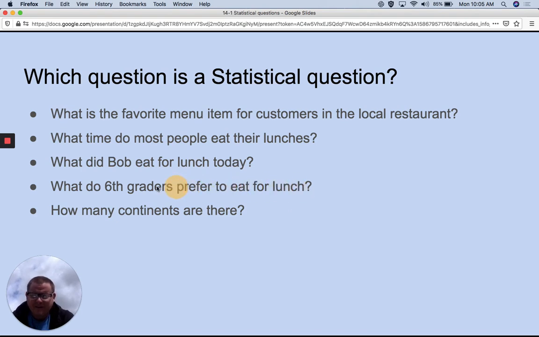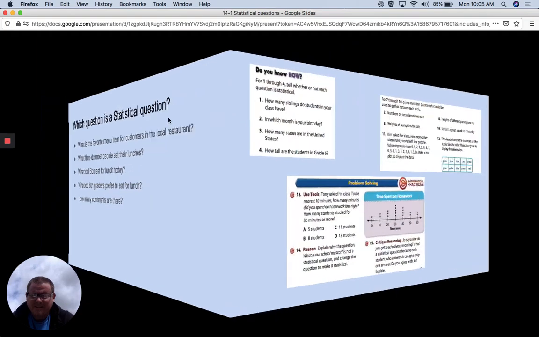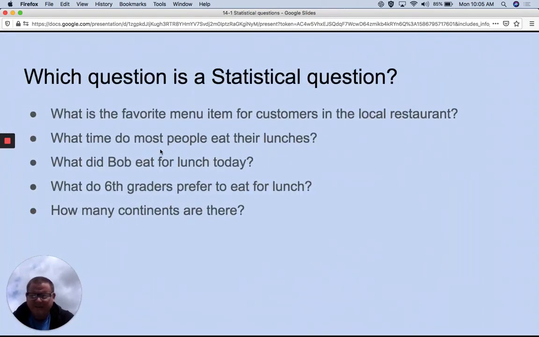So, statistical question here. Let me go back here. Statistical question here. Not here, not here. What about the last one? How many continents are there? Well, hopefully you know the answer to that. The problem is there is only one answer to that. And so therefore, this is not a statistical question.